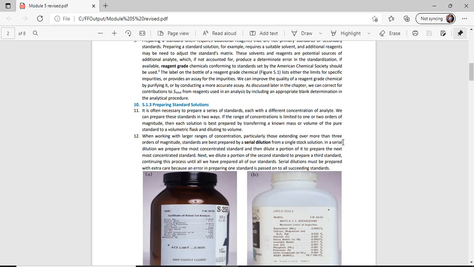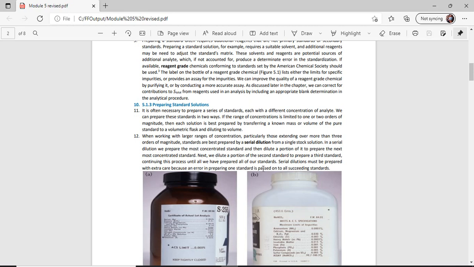Continuing this process, you will have different standards with different dilutions. Since you already know what dilution means, it is the different concentration of your chemicals. Okay, next we dilute a portion.